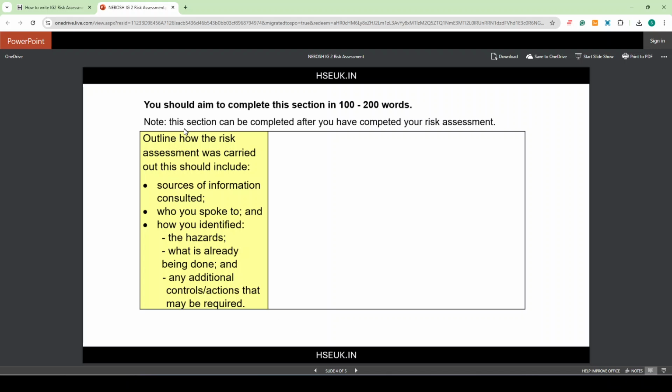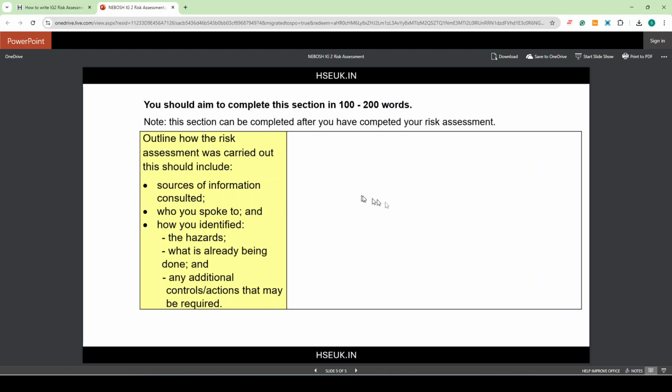Now, in this section, it is written that this section can be completed after you have completed the entire risk assessment. What you should write here: outline how the risk was assessed and how the assessment was carried out, which includes sources of information consulted, what sources you have referred, whom you have spoken to, how you identified the hazards, what is already being done, and any additional control measures that may be required. So for that, we should describe the details of sources of data collection. From where we are getting the details of these sources.